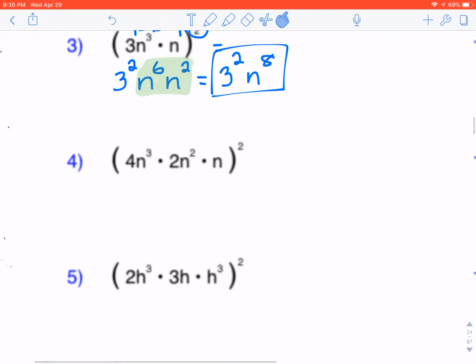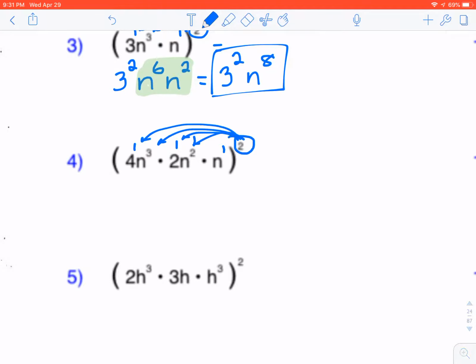Okay, number 4. Okay, we're going to put a 1 above the 4, the 2, and the n. The exponent on the outside of your parenthesis, again, the power to a power property tells you that you are multiplying each of these exponents by 2. So your next step would look like 4 to the second, n to the 6th, times 2 to the second, n to the 4th, times n to the second.